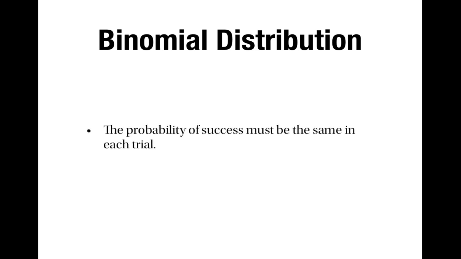The most important is that the probability of success must be the same in each trial. In my example, the probability of winning each game must be the same. So in particular, the trials must be independent. The outcome of one game can't affect the probability that I win the next game.